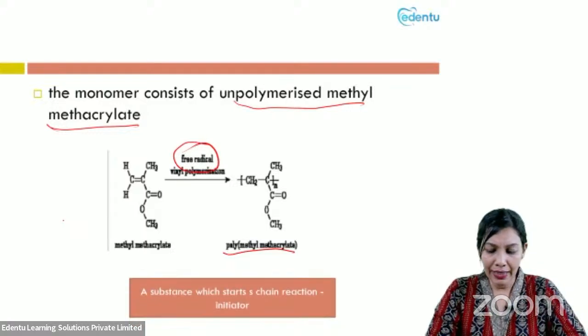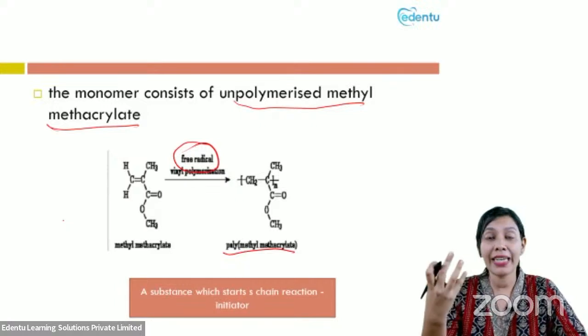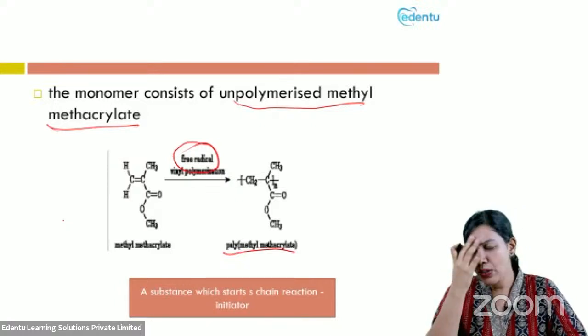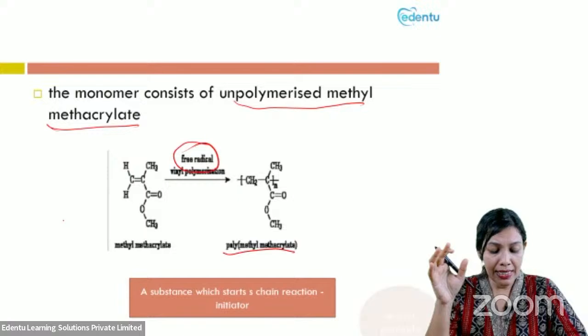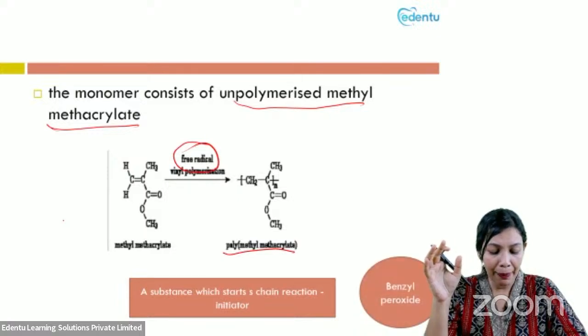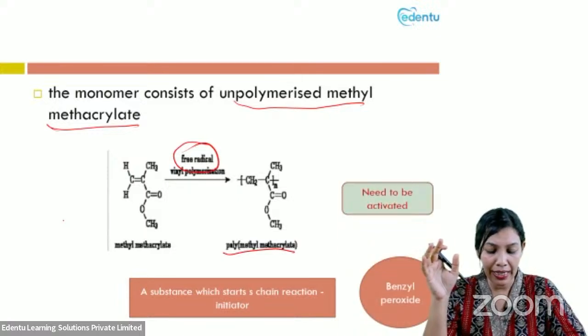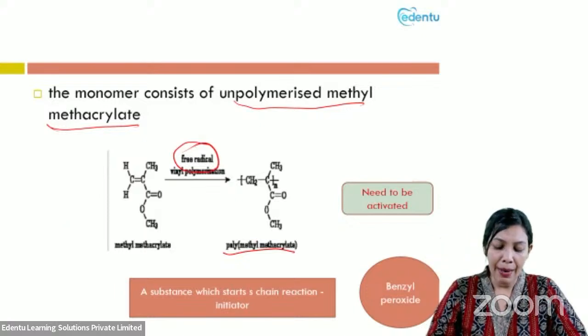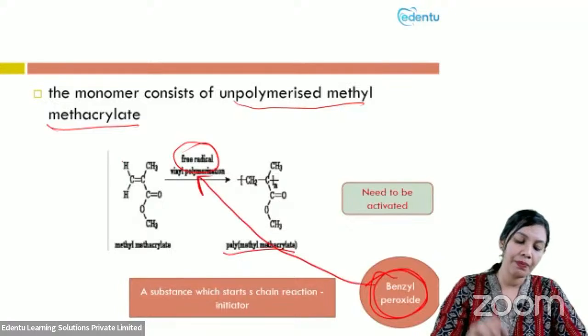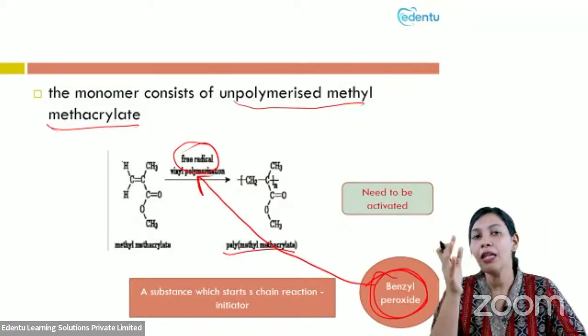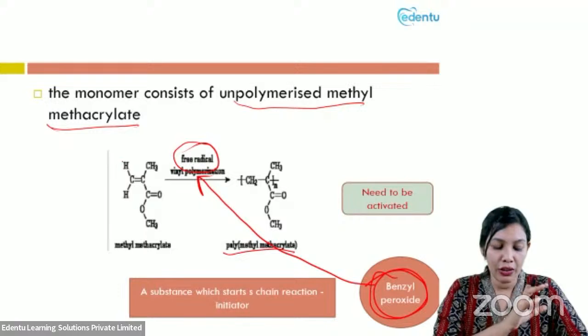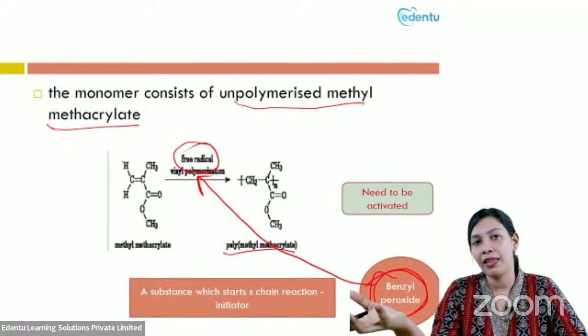From where do we get these free radicals? You need to know what an initiator is. An initiator is any substance which starts a chemical reaction. So benzoyl peroxide is the agent that produces free radicals. Very simple. We need free radicals for the conversion of methyl methacrylate to polymethyl methacrylate.